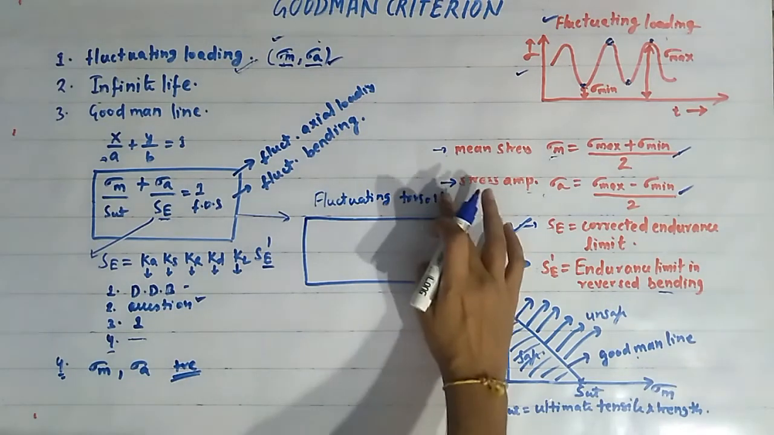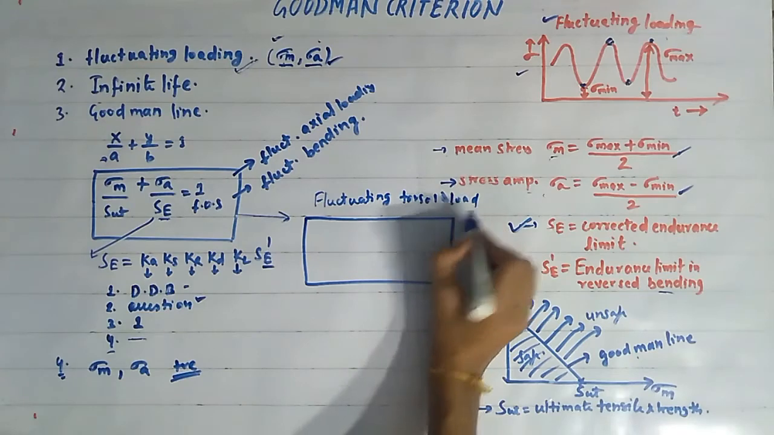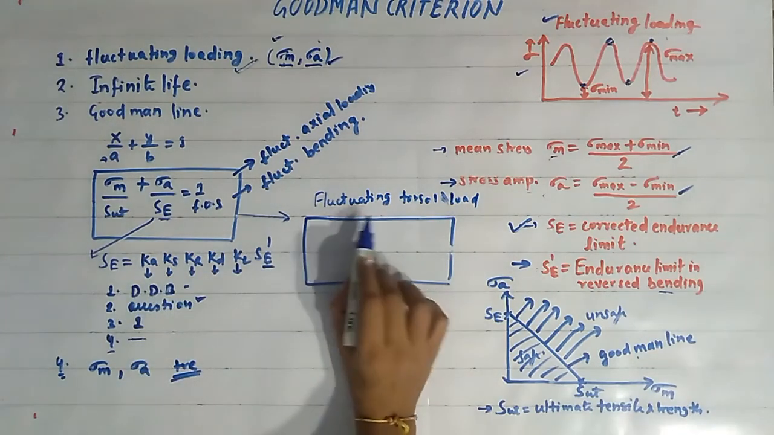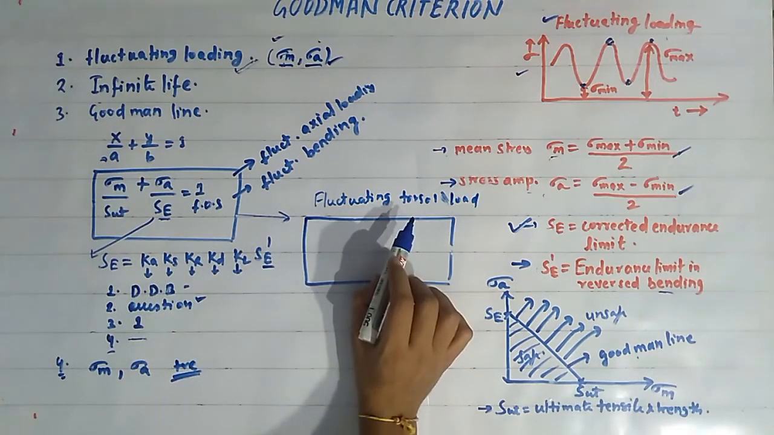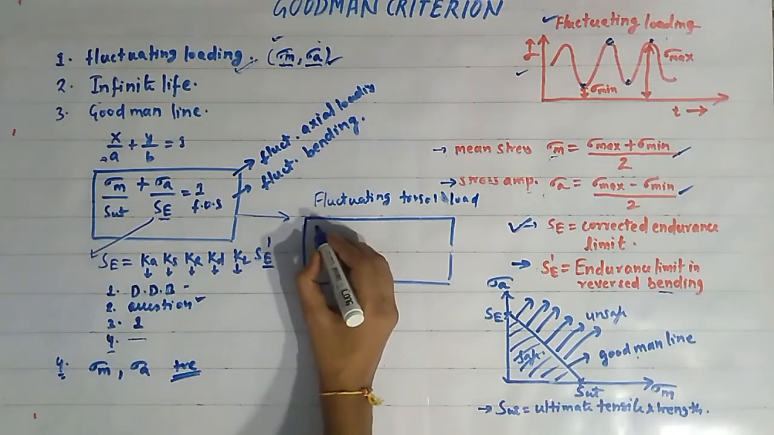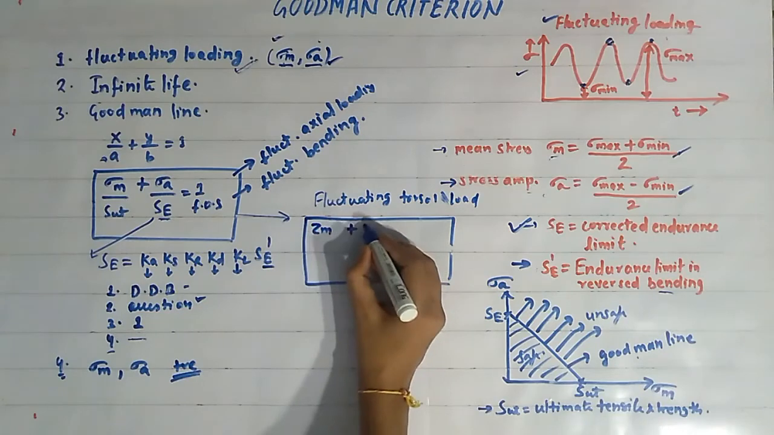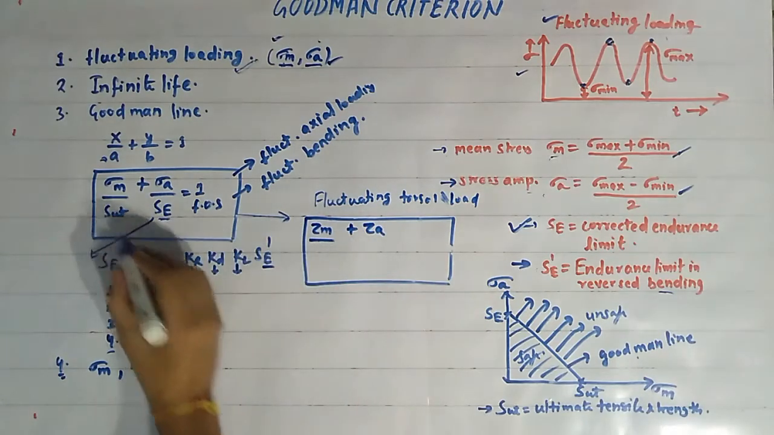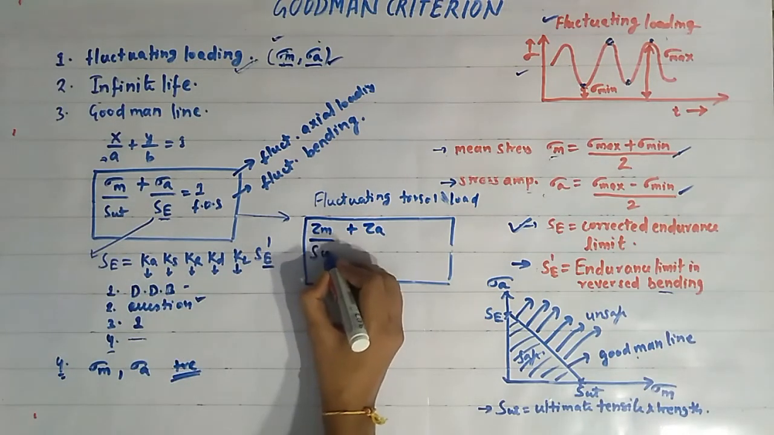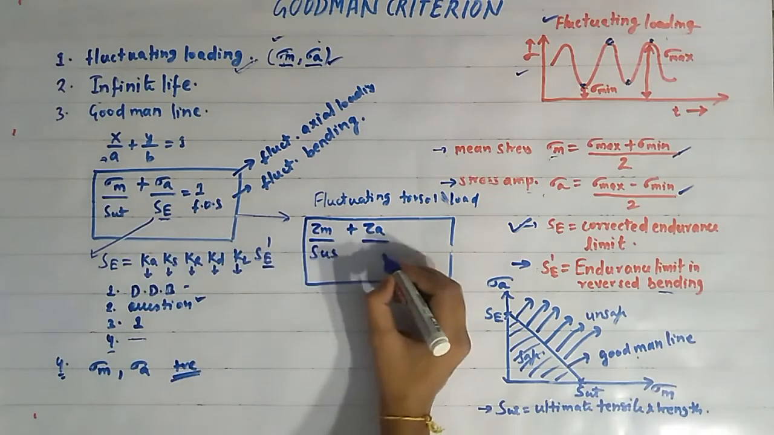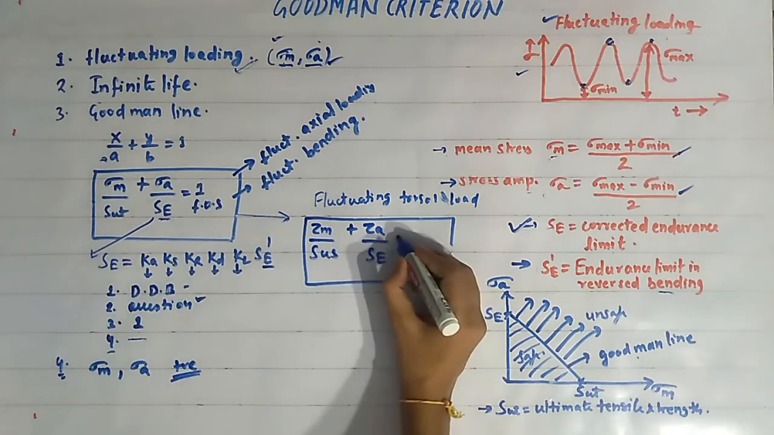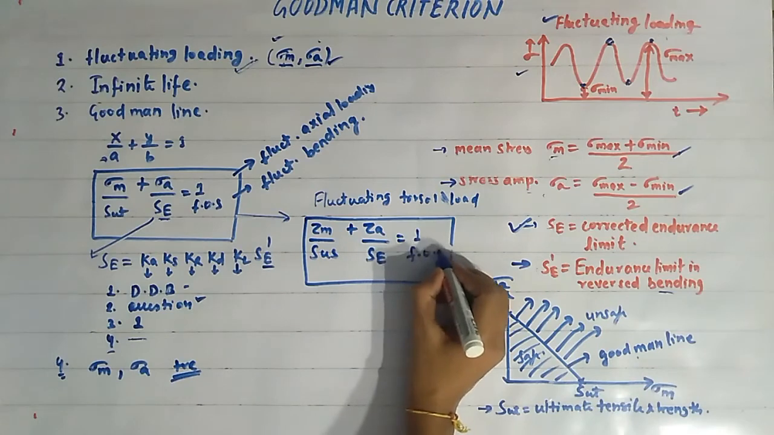Okay, torsional loading. Now it is very easy to write the equation for fluctuating torsional loading. See how I am writing the equation. In place of sigma m, I will write here tau m. In place of sigma a, I will write here tau a. And in place of SUT, I will write here SUS. And in place of SE, we will write as it is SE, and the factor of safety.